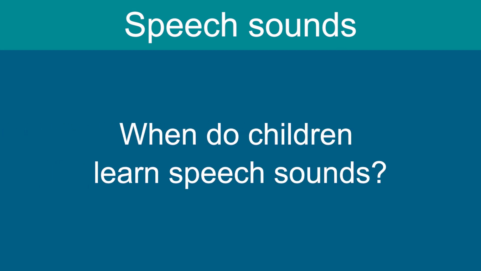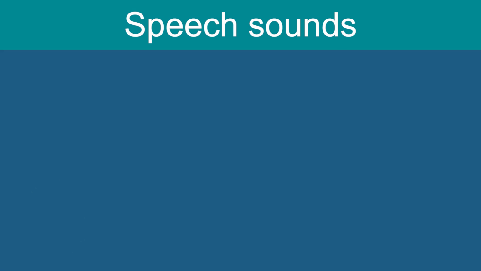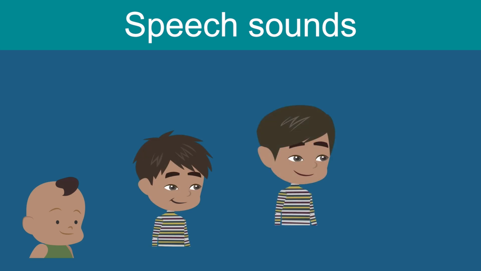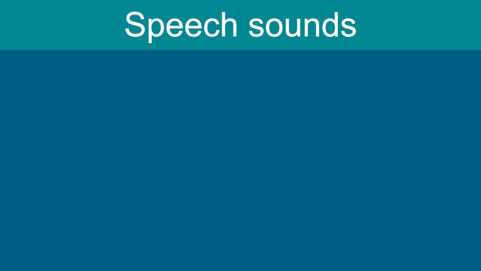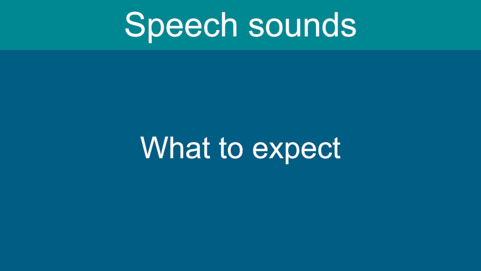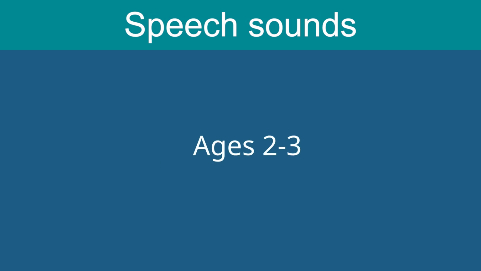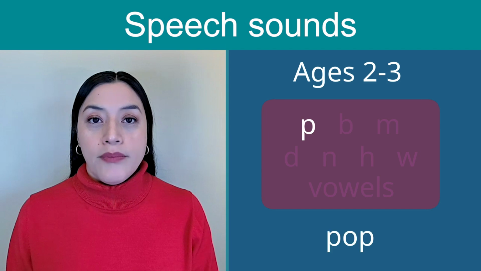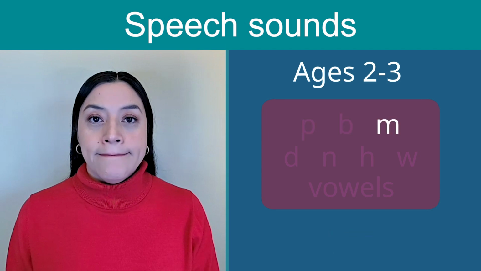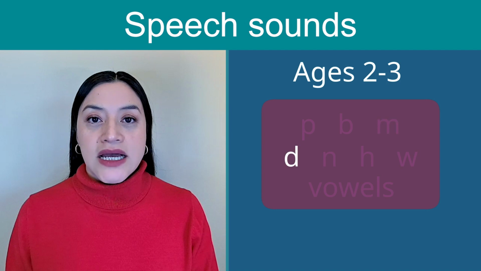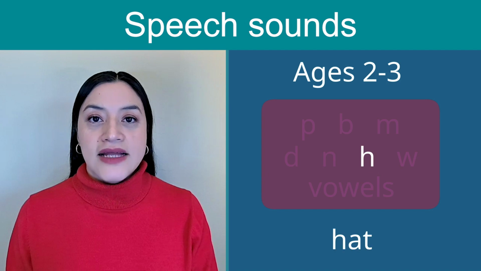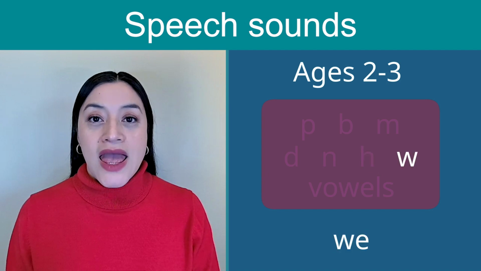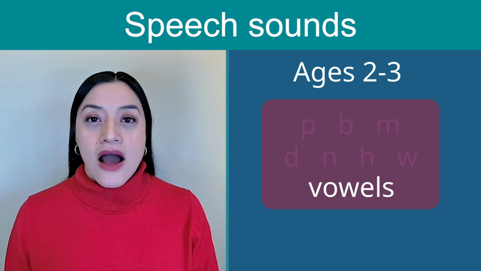So when do children learn speech sounds? Children learn different speech sounds at different ages. Here are the sounds we expect for children to develop and at what age. Between 2 and 3 years old, most children will learn to say P as in pop, B as in bee, M as in mom, D as in dad, N as in no, H as in hat, W as in we, and most vowel sounds like ah, e, o, and oo.